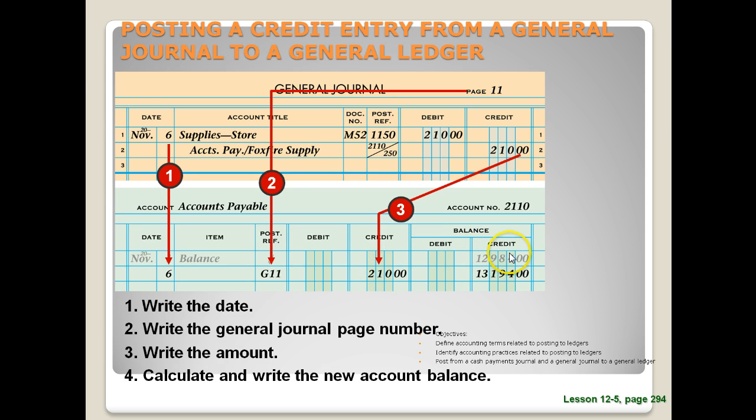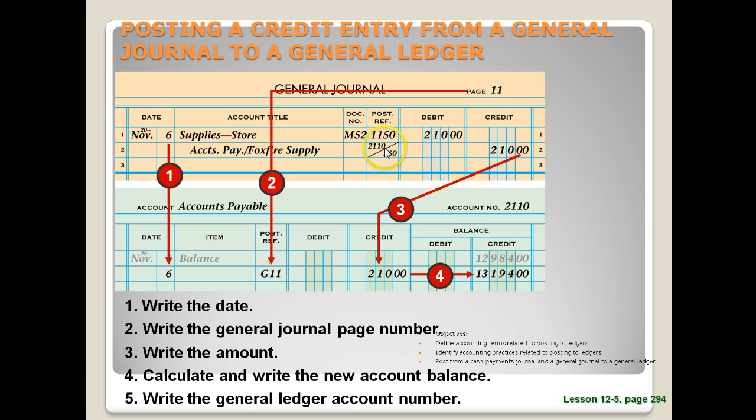So we had a credit balance. This is an accounts payable. We have another credit. And so we add those together. So we had $12,984. We had a credit of $210, meaning that we were increasing our accounts payable because we bought supplies for the store. We bought them on account, and we bought them from Foxfire Supply. So we're increasing the amount of money that we owe Foxfire Supply. So we add those together, we get $13,194.00. And the last step is we write the general ledger account number.